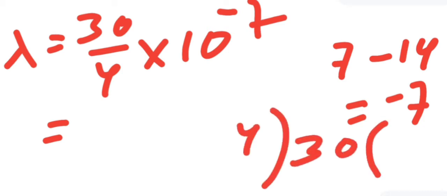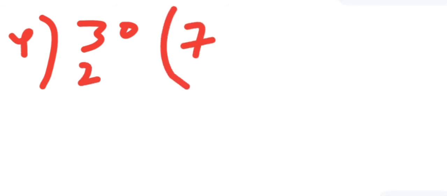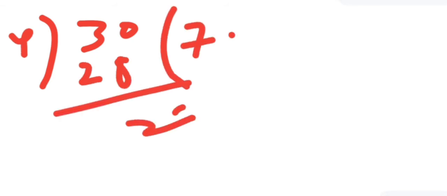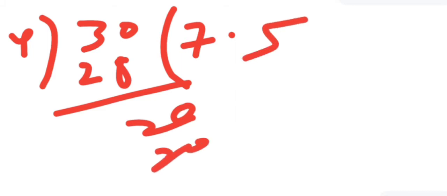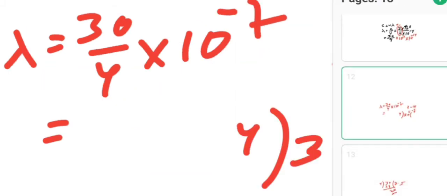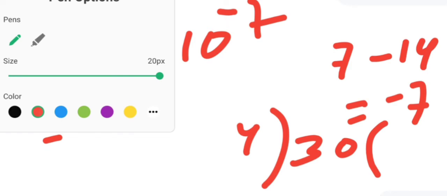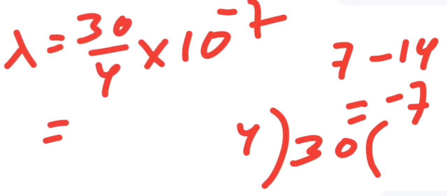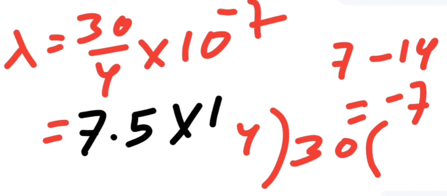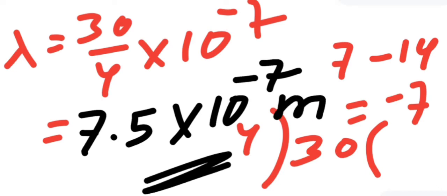30 by 4, let's do it on another page. 4 7s are 28, and 2 4 5s are 20. So it is 7.5, isn't it? That means it will be 7.5 into 10 to the power minus 7. Wavelength is in meters, so this is the answer. Okay, we can work it out.